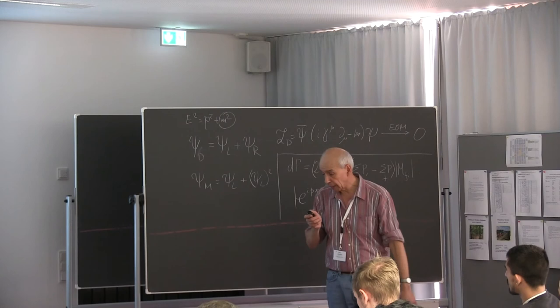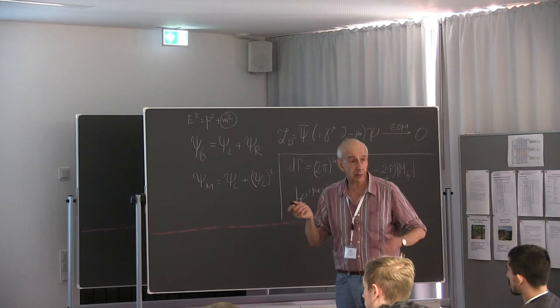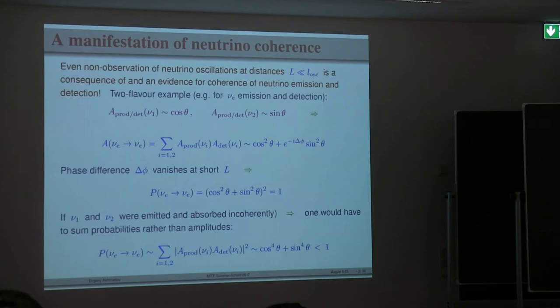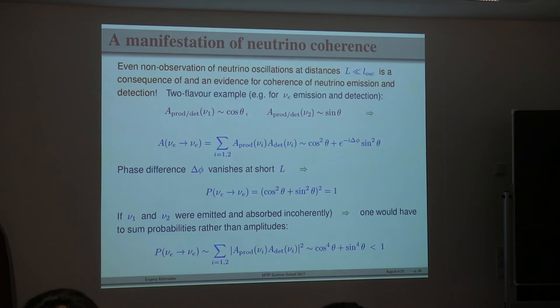Now, just coming back to this example of the reactor oscillations. Let us consider for simplicity the two-flavor situation. Assume there are only two neutrino flavors. And we consider electron neutrino or electron antineutrino in the case of reactor, which is emitted by the source, like a neutrino reactor, and detected by the detector. Again, electron flavor. So we are looking for the survival probability. I want to demonstrate that even the fact that for a long, long time, reactor experiments didn't show any result of neutrino oscillations is related to the coherence.